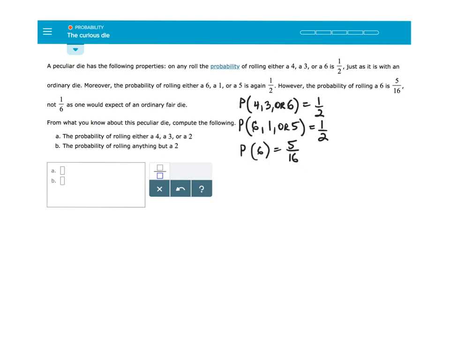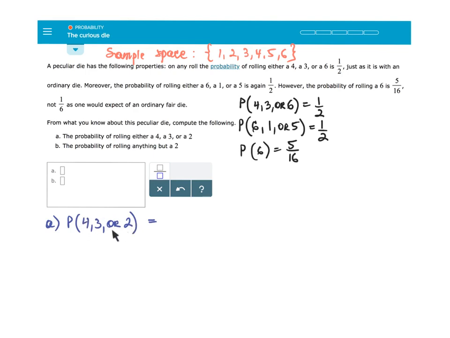Let's work on the first problem. We need to find the probability of rolling either 4, 3, or 2. First of all, I would like to point out that in this sample space that I listed above, there are 6 outcomes in this experiment. When we are casting a die, there are 6 possible outcomes. The probability of 4, 3, or 2 is taking 3 possible outcomes out of 6.